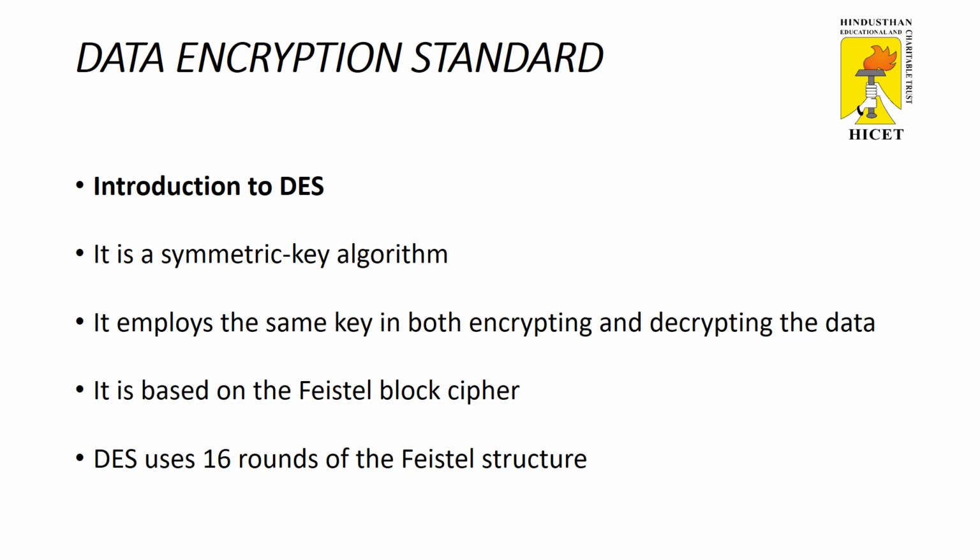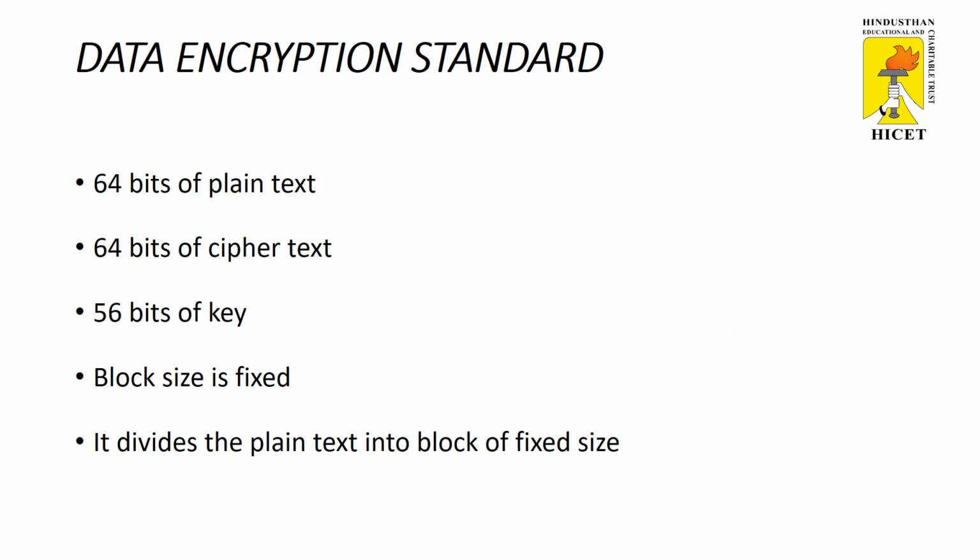Data Encryption Standard is based on the Feistel block cipher. It uses 16 rounds of the Feistel structure, using a different key for each round. Here, the encryption algorithm takes 64 bits of plain text and a 56-bit key as the input and produces 64 bits of ciphertext as the output. The decryption algorithm takes 64 bits of ciphertext and a 56-bit key as the input and produces 64 bits of plain text as the output.